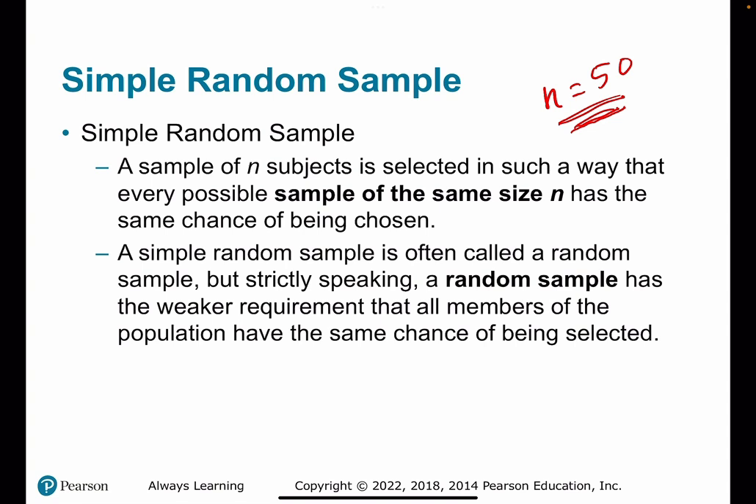And we have no bias. So let me say that one more time. If any subset of the population of size 50 has the same chance or had the same chance of being selected as the one that was actually selected, then we've constructed our sample so that it is random. It is a simple random sample.